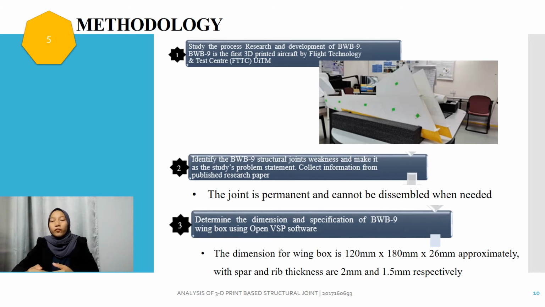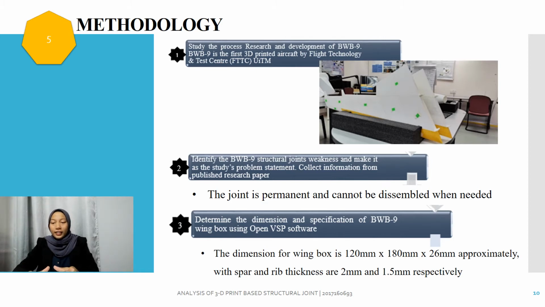Collect information from published research paper. The wing box joining method of this first 3D printed aircraft is a permanent joint. They use Gorilla Glue to connect the wing box, which cannot be disassembled when needed.